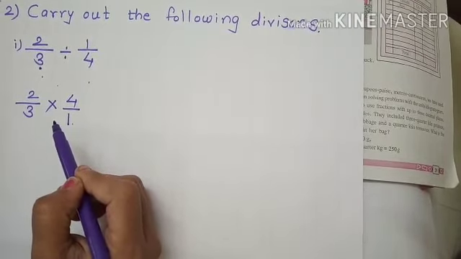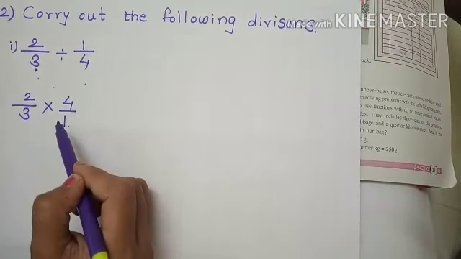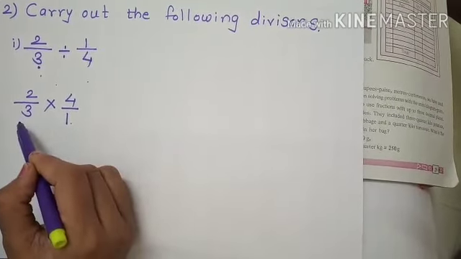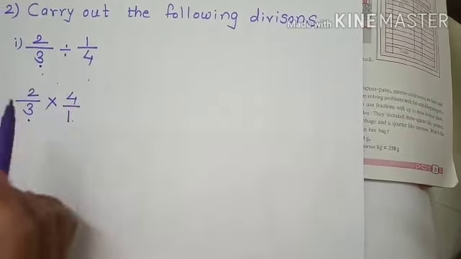In other words, if we have to carry out division of two fractions, we have to multiply the first fraction by the reciprocal of the second fraction.